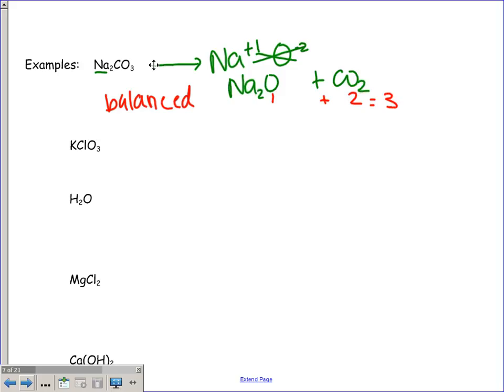So again, I need to identify my metal. It's going to be what's written first in my reaction. That's going to be potassium. So potassium, which has a +1 charge, and chlorine, which has a -1 charge, are going to form KCl.